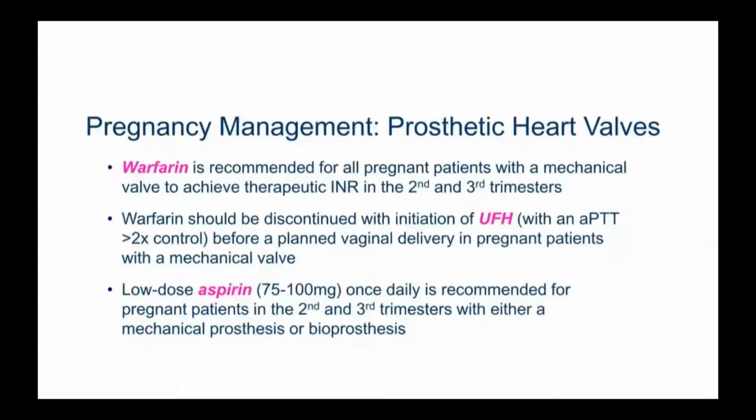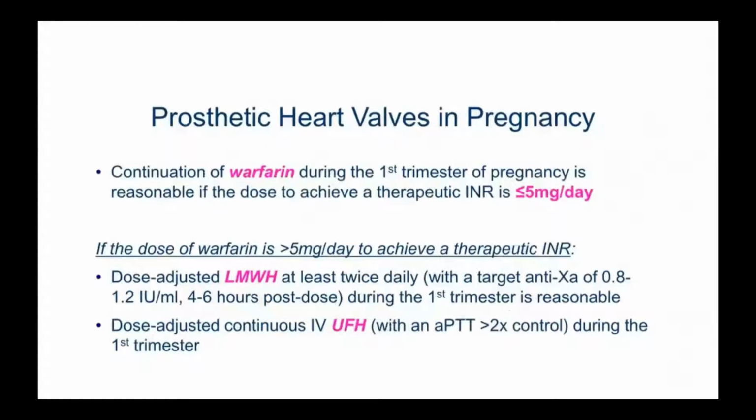So pregnancy management, as you said, warfarin is recommended for all pregnant patients with a mechanical valve to achieve a therapeutic INR in the second and third trimester. Warfarin should be discontinued with the initiation of unfractionated heparin with an aPTT of 2 times the control before planned vaginal delivery in pregnant patients with a mechanical valve. You do add aspirin once daily, recommended for a patient in the second and third trimesters with either a mechanical prosthesis or bioprosthesis. Warfarin should be continued during the first trimester of pregnancy.